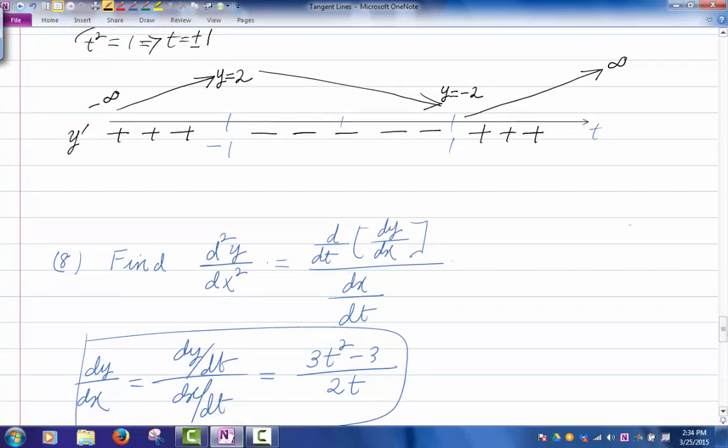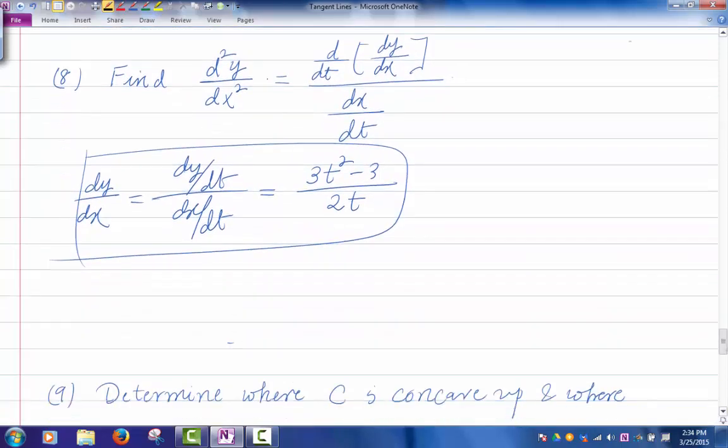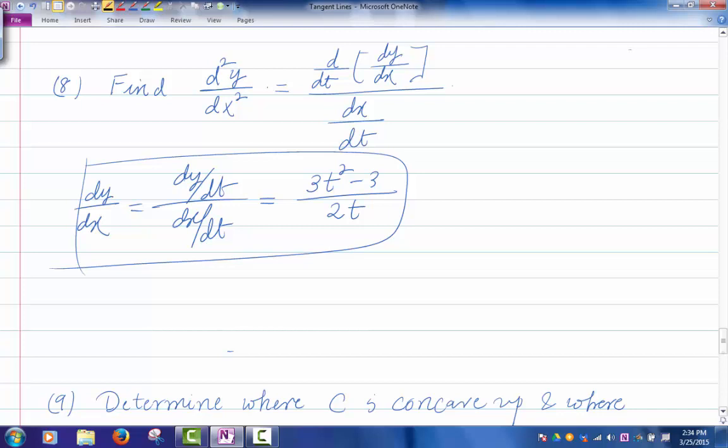In number 8, I want to come up with the concavity, but before that, I need to know what's the second derivative of y with respect to x. So I know the formula, right? The second derivative of y with respect to x is d/dt of dy/dx divided by dx/dt. Now remember what dy/dx is, right? dy/dx was dy/dt over dx/dt, and we know that dy/dx is then 3t squared minus 3 divided by 2t, right? We found this before. dy/dt was 3t squared minus 3, dx/dt is 2t.